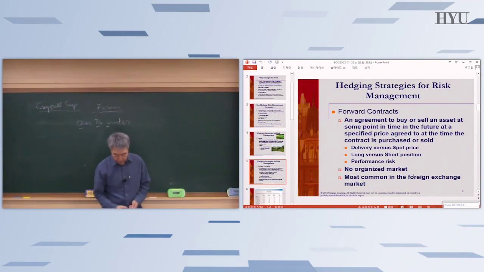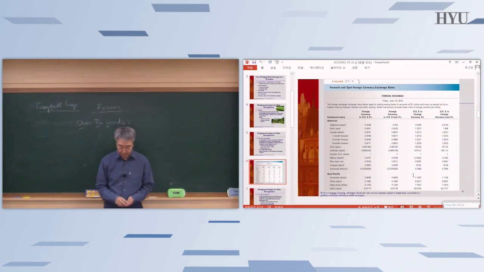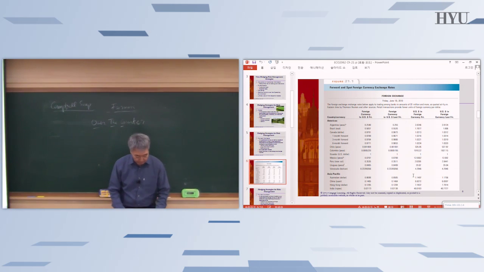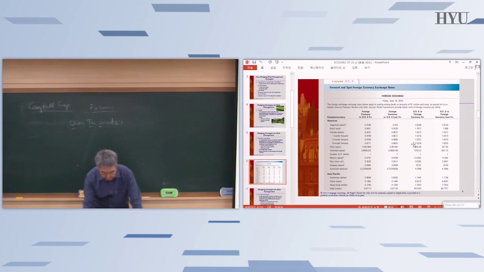So it's most common in the foreign exchange market. I believe. Yeah, here's an example of a foreign exchange market posting or quotation. Let's just spend maybe 1 minute on this. Try to understand. On a certain day, June 18, 2010, these were the foreign currency exchange rates. The first column shows foreign currency in US dollar, on this Friday, June 18. And so let's look at the Canadian dollar.